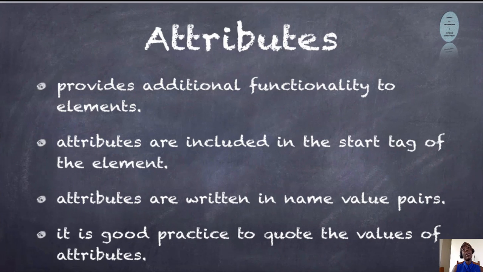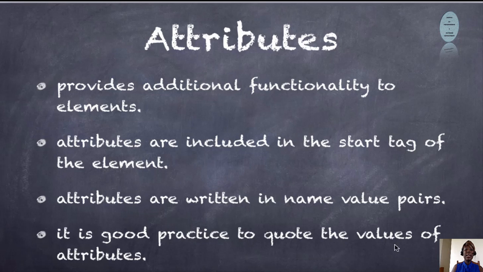Attributes provide additional information or functionality to an element, and they are usually included in the start tag of the element, which means that not only void elements take attributes. Elements that have end tags also take attributes, and they are placed in the start tag of the element. They are written in name-value pairs, the name of the attribute equals the value of the attribute. It is good practice to quote the values of attributes.